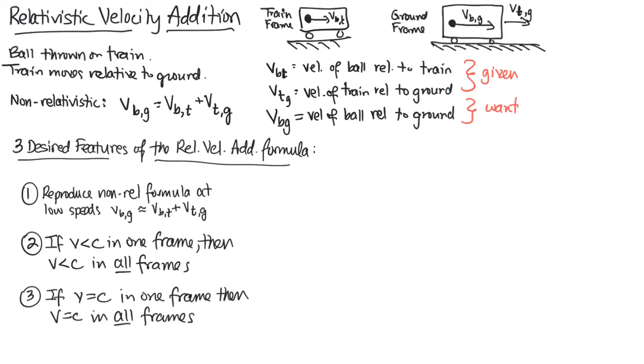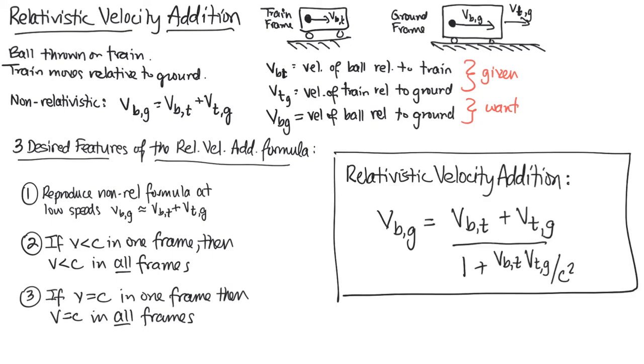Let's write down this formula and then do three examples to show that in fact we achieve these three desired features. Well, here is the equation in all of its glory, the relativistic velocity addition formula. The ball's velocity relative to the ground is given by the sum of the ball's velocity relative to the train and the train's velocity relative to the ground, all divided by 1 plus this quantity, which is the product of those two numerator velocities divided by the speed of light.